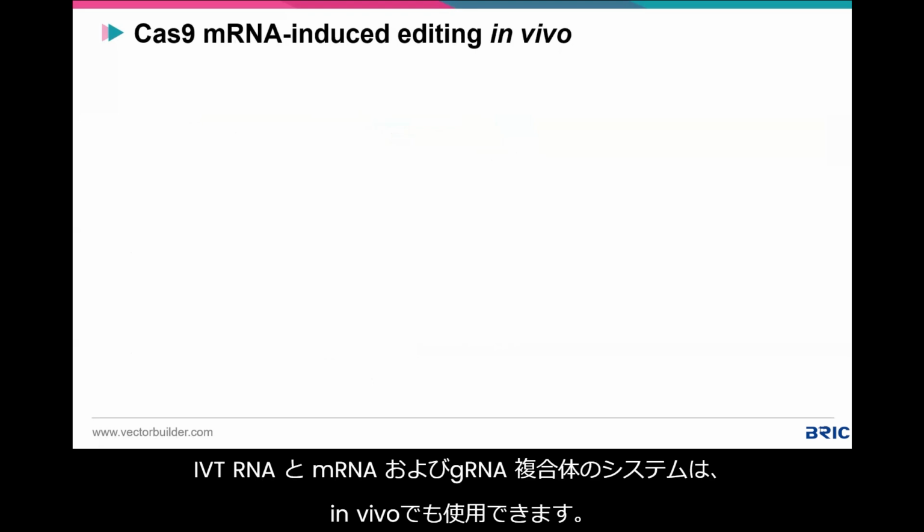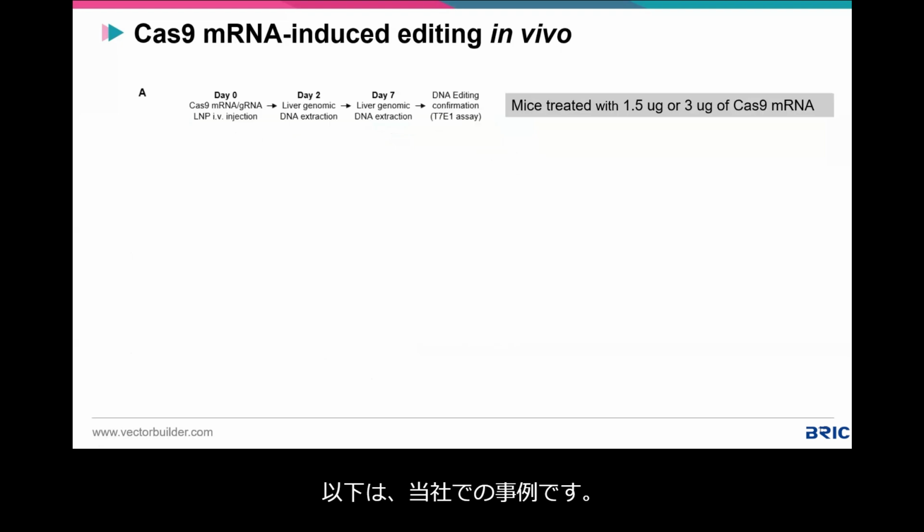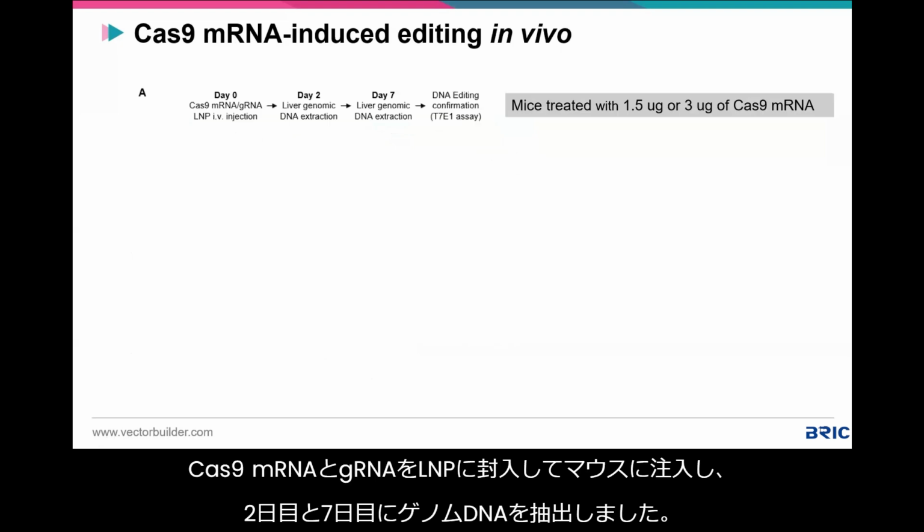This system of IVT RNA with the mRNA and guide RNA complex can also be used in vivo. And here is an example of how we have done that. What we've done here is Cas9 mRNA and guide RNA was encapsulated in LNP and injected into mice. And we extracted genomic DNA at day 2 and day 7.